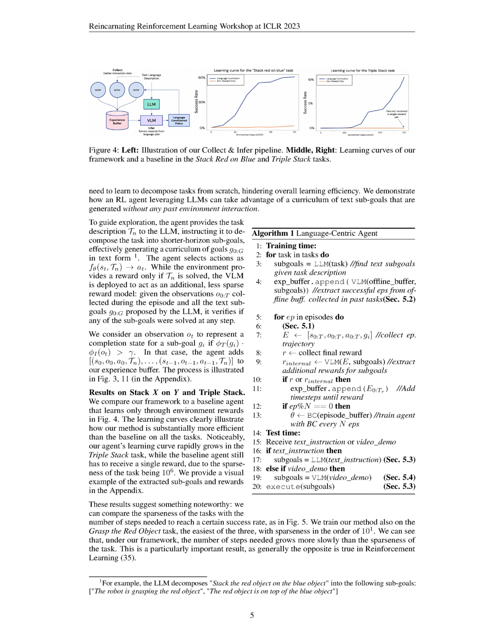These results suggest an interesting point. We can compare the sparseness of the tasks with the number of steps needed to achieve a certain success rate. We also trained our method on the grasp the red object task, which is the easiest of the three, with a sparseness of around 10. Under our framework, the number of steps needed increases more slowly than the sparseness of the task. This is a significant finding, as the opposite is usually true in RL.